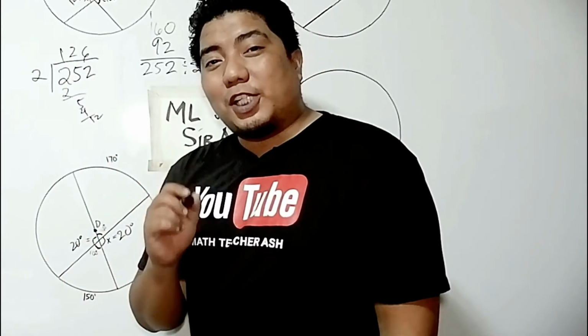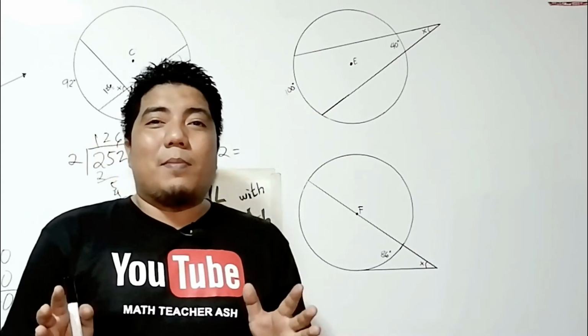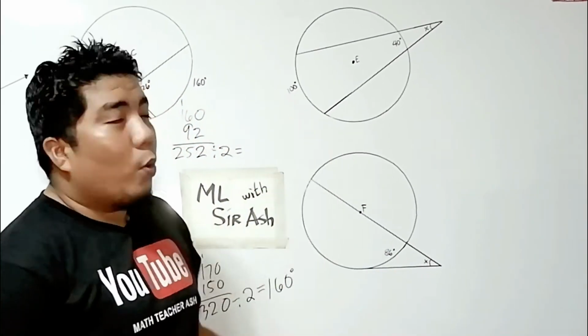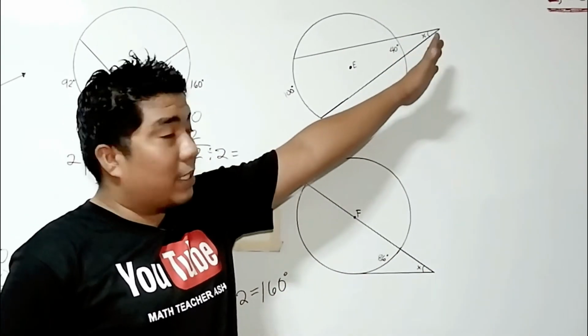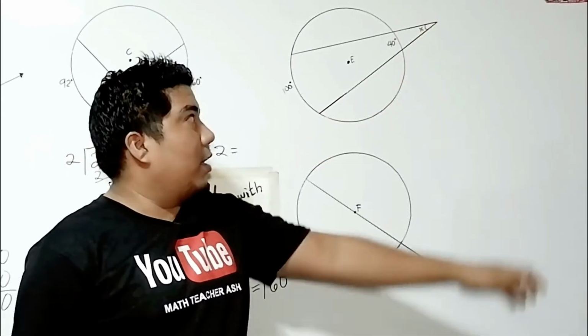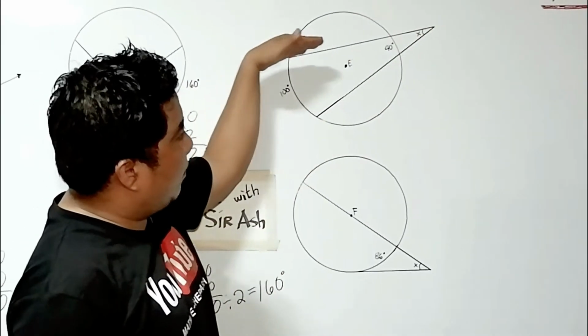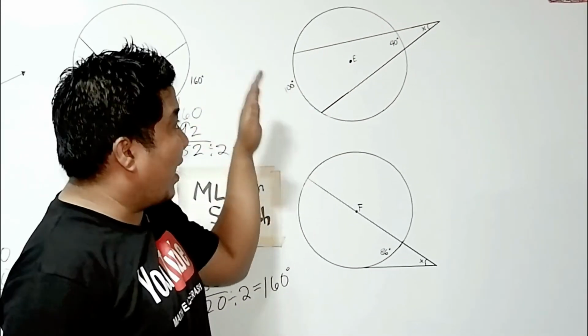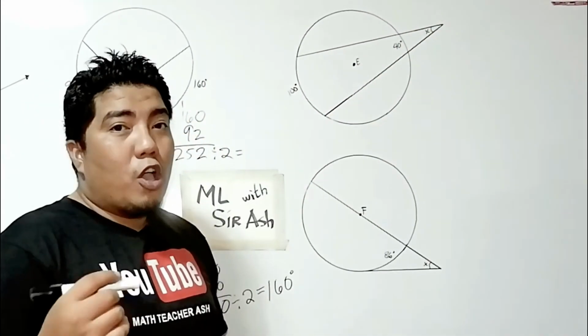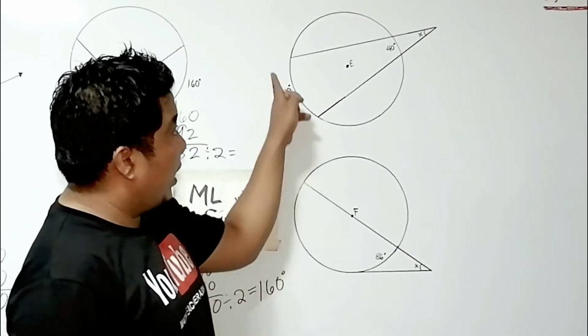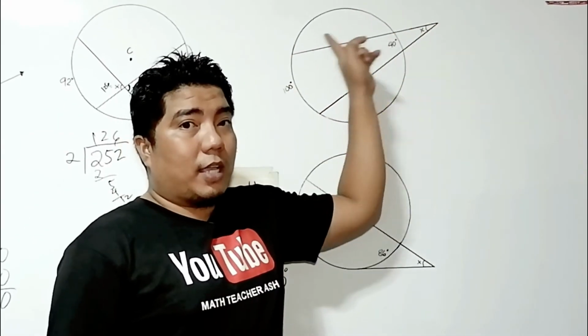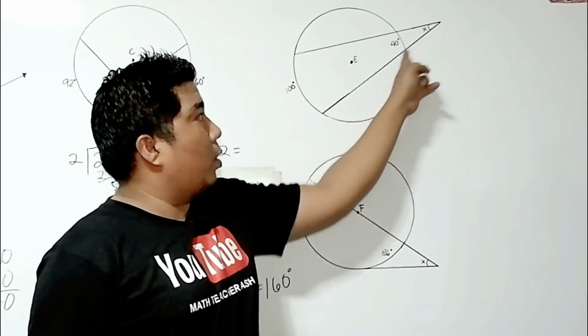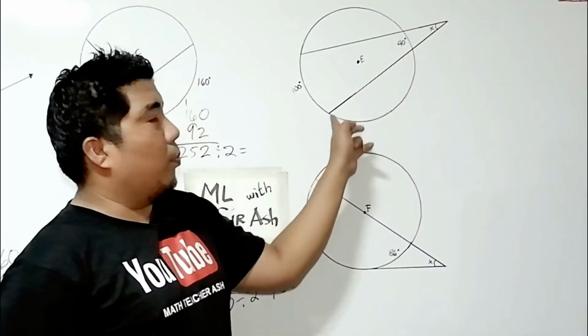Now, let us go to our circle E. Okay, math learners, for our circle E, we have an intersection outside our circle. Now, as we can see, the given is a portion of the secant, and this one is also a portion of the secant. Why? Because it intersects the circle into 2 points. This one also intersects the circle into 2 points.